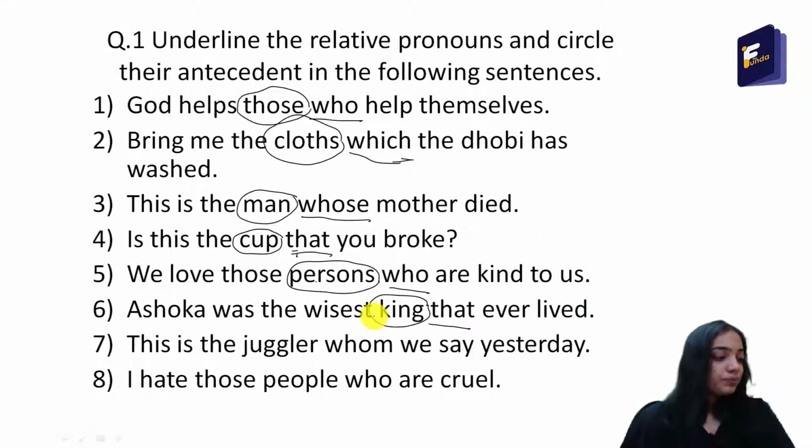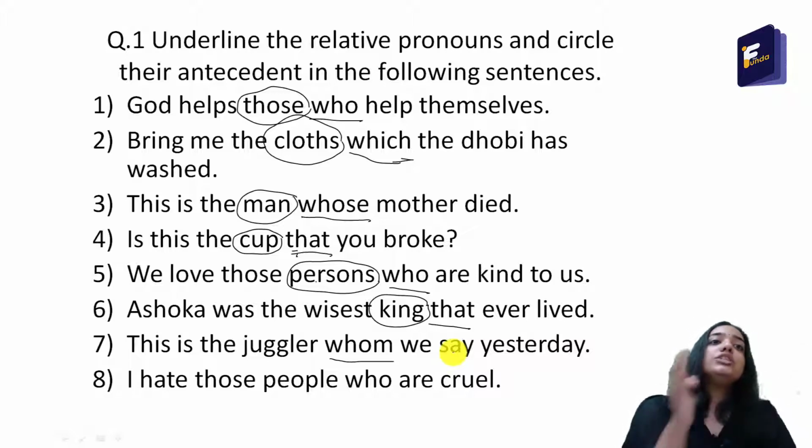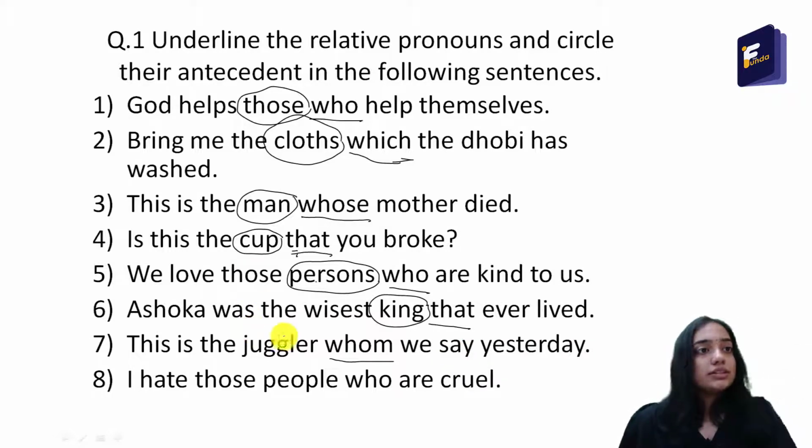Okay. So this is the juggler whom we saw yesterday. So here whom is the relative pronoun. This is the juggler whom we saw yesterday. So whom is referring to juggler. So this is the antecedent.